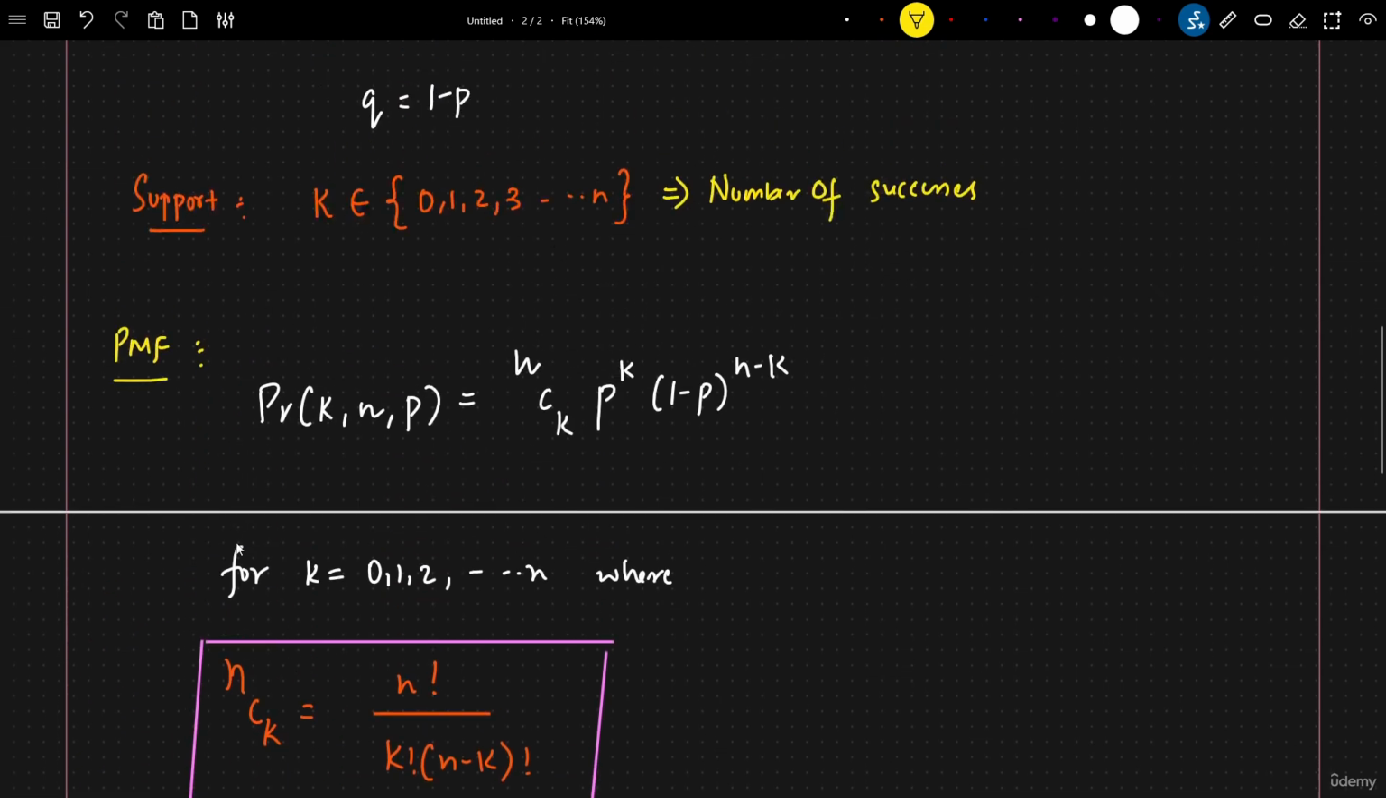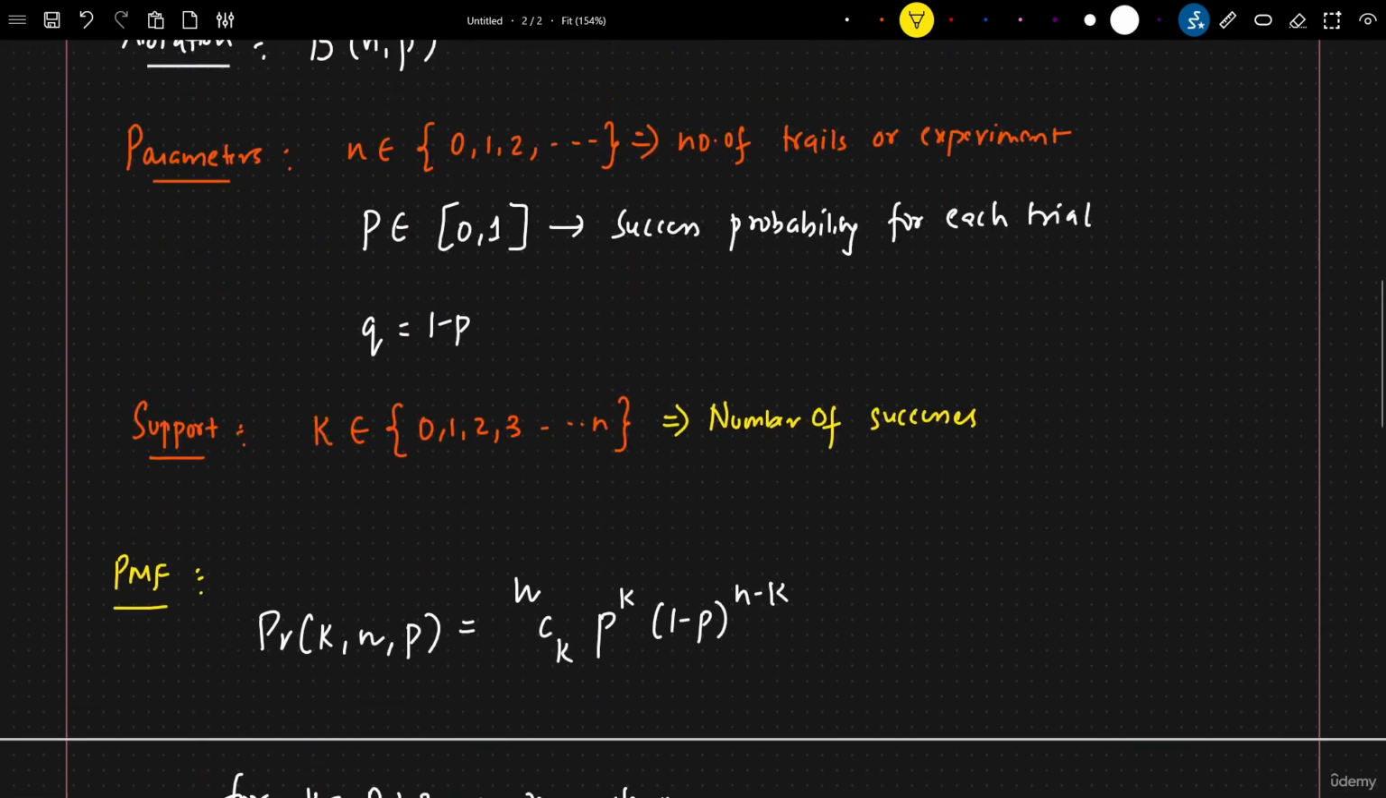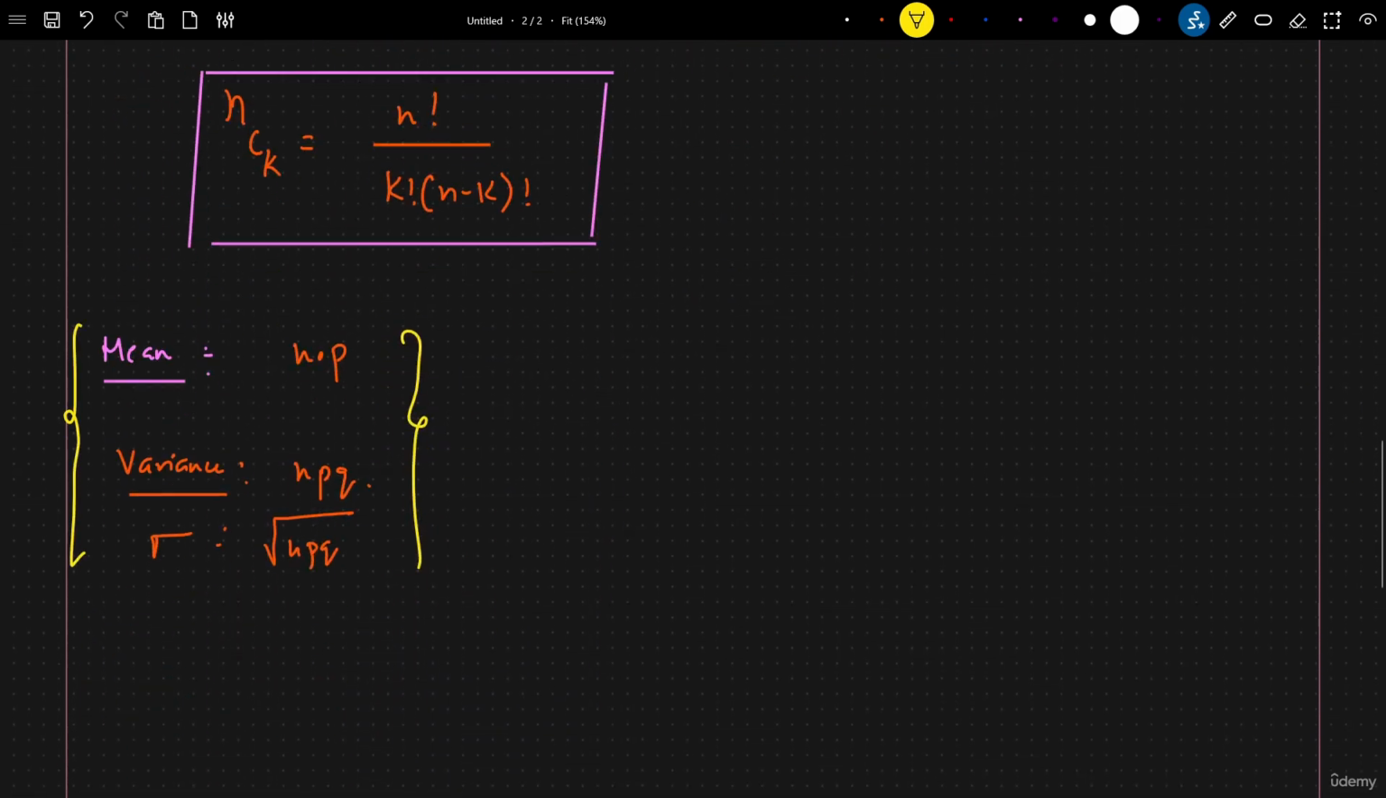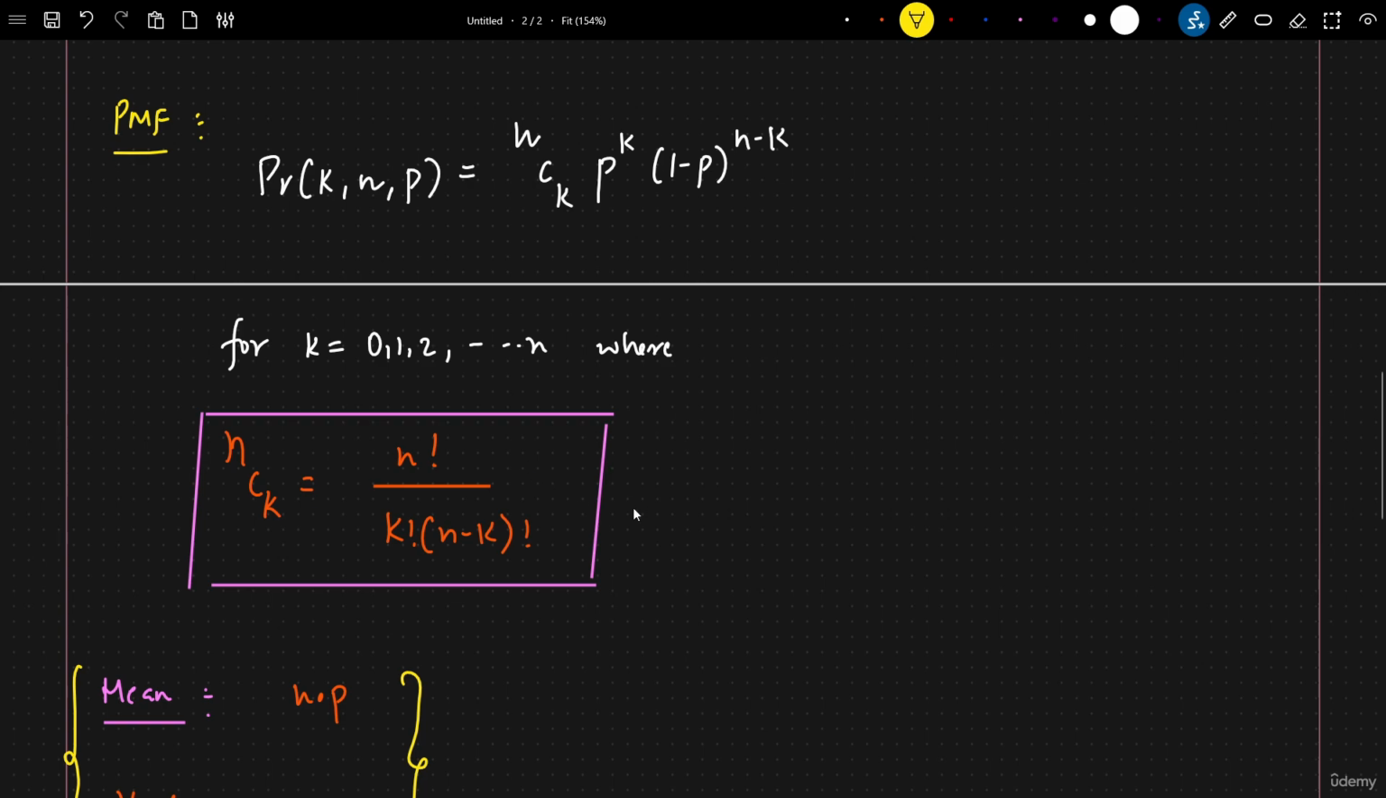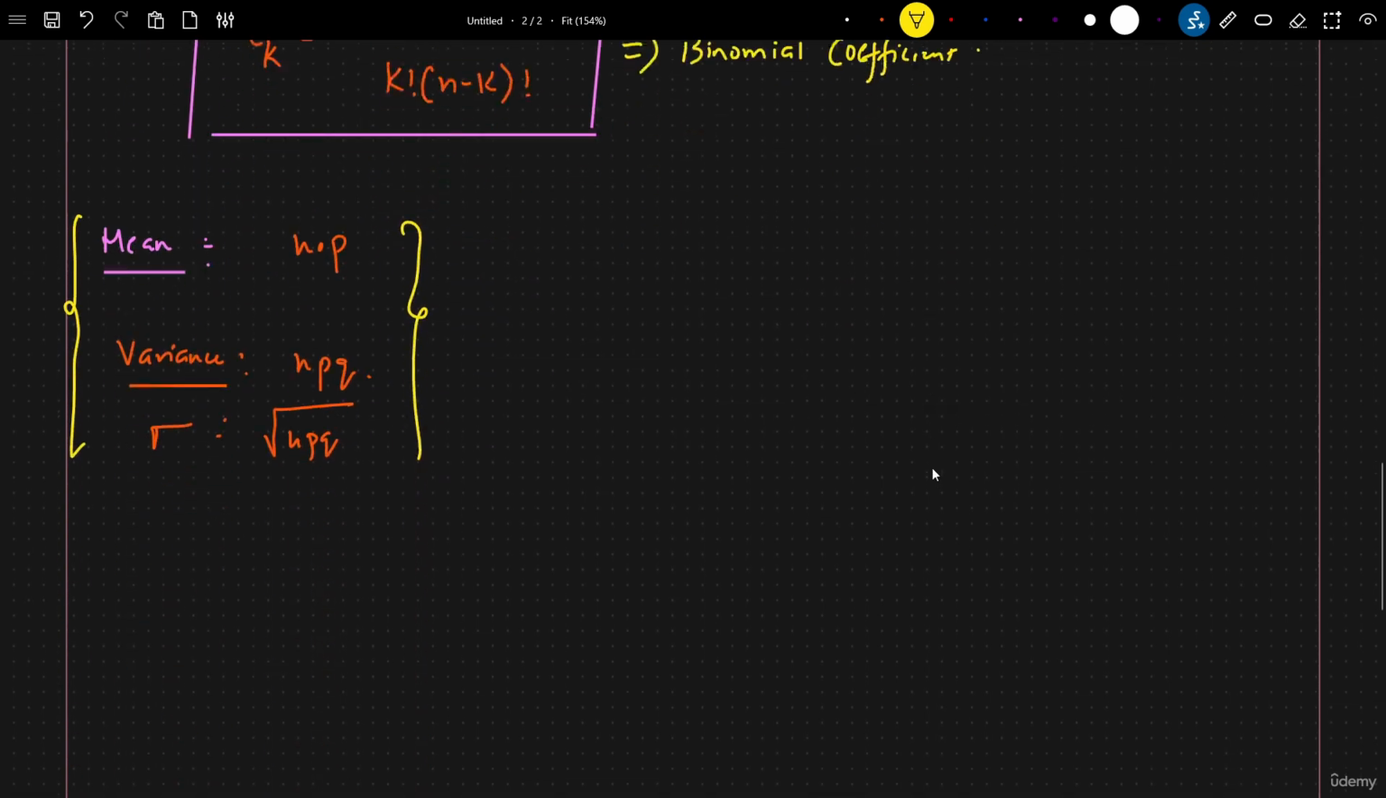Now this was about all the formulas that we specifically discussed. Now let's go ahead and solve some problems, then you will be able to understand in a much better way. And this is called the binomial coefficient.